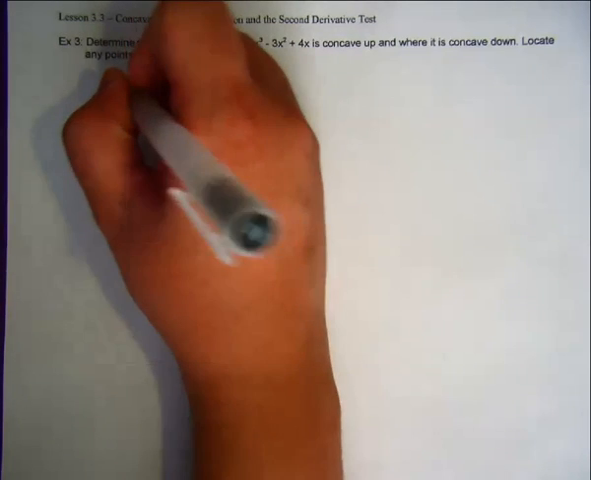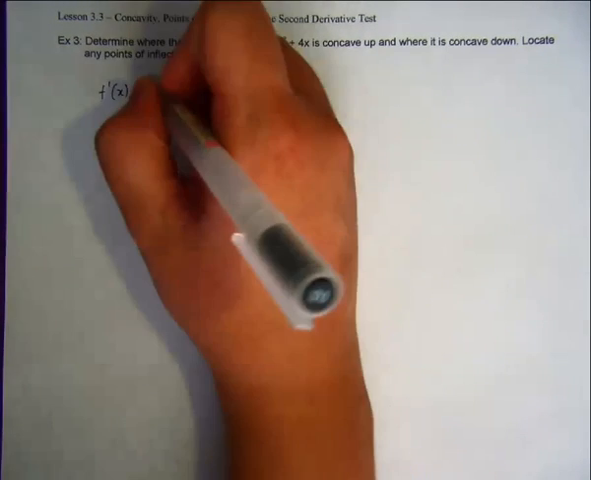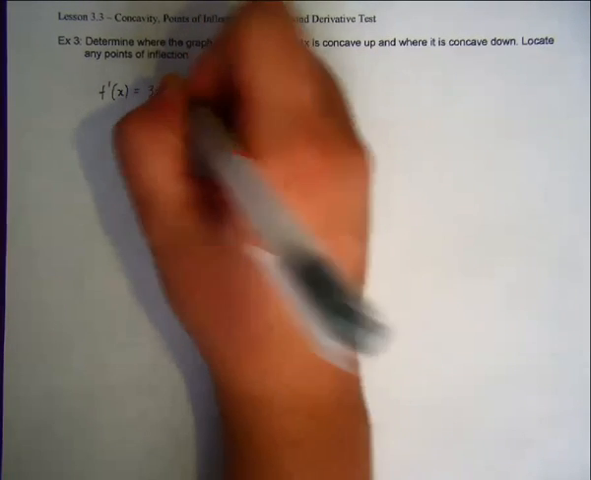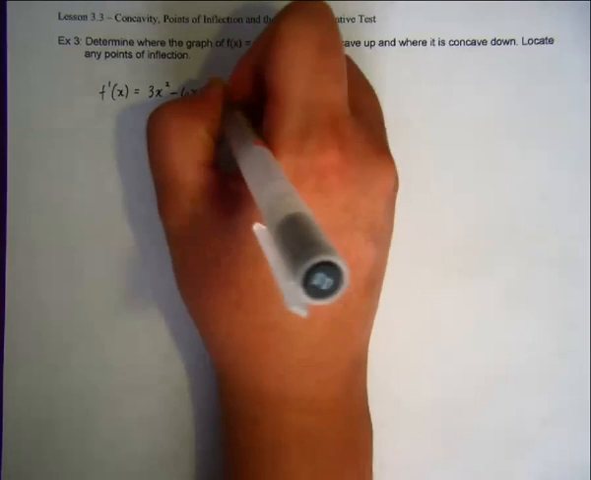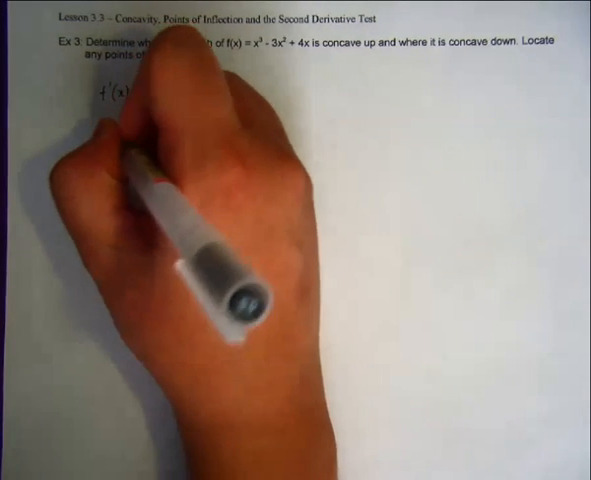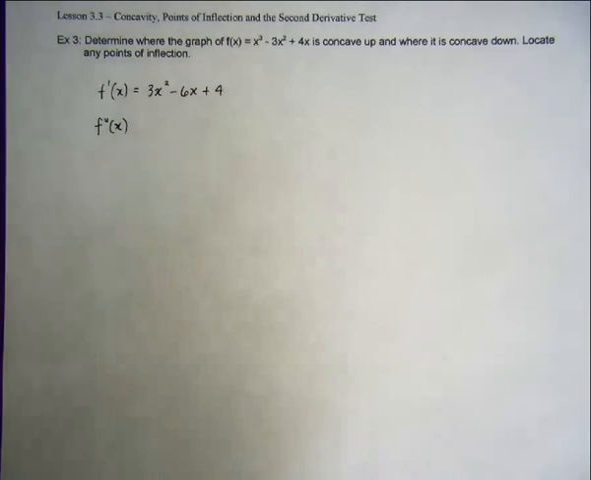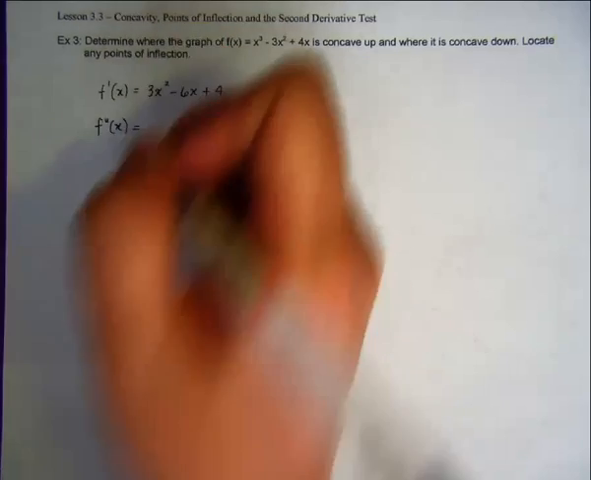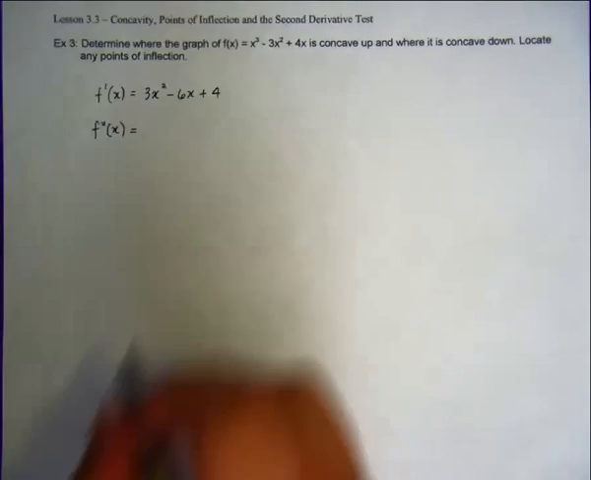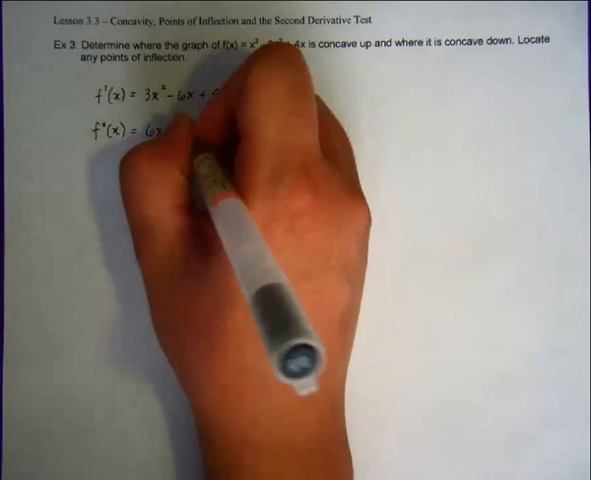Last example: we want to determine where the graph of this polynomial function is concave up and where it's concave down, and then locate any points of inflection. To do that, first we figure out the first derivative, which is 3x squared minus 6x plus 4. Then, because we want concavity and POIs, we need the second derivative, which is 6x minus 6.